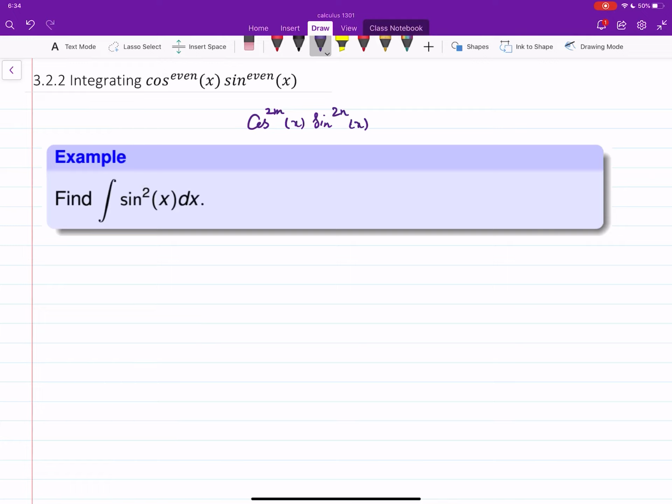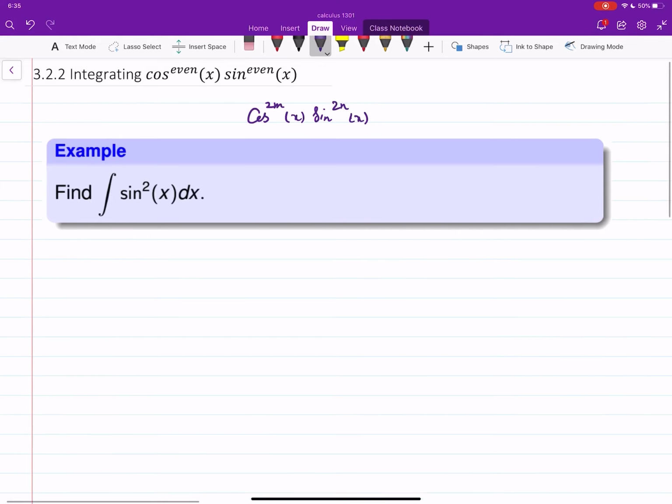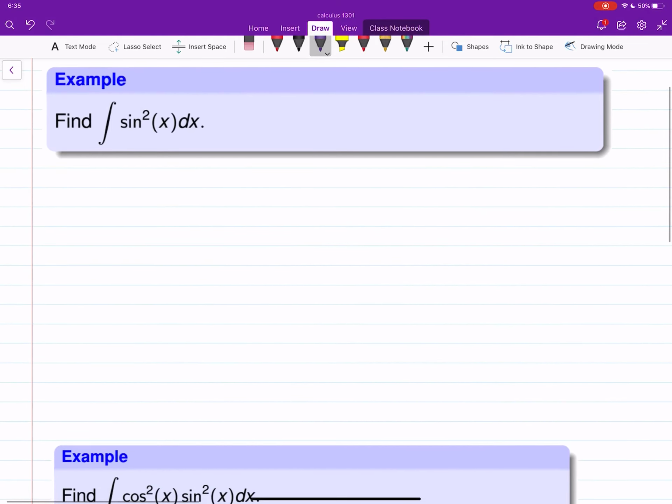Remember that before, we learned how to integrate products of powers of sine and cosine when at least one of these powers is odd. Now we are completing all possible cases. So after this video, you have to be able to integrate any function which is a product of powers of cosine and sine. Okay, so let's start with the simplest possible case here.